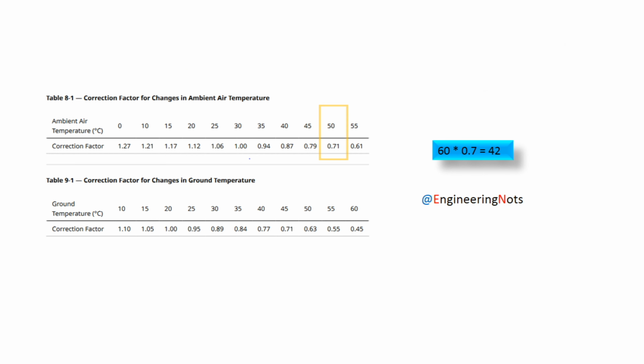By referring to the ambient temperature correction table, you can see that at 50 degrees Celsius, the correction factor is 0.7. If we multiply 0.7 by the cable's rated current of 60 amps, we get 42 amps. That means, at an ambient temperature of 50 degrees Celsius, this 10 square millimeter cable can carry no more than 42 amps under these assumed conditions. So, this cable is not suitable.